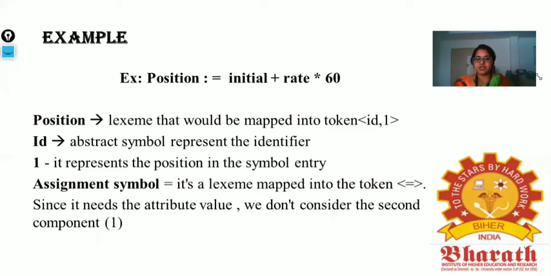Here, position is considered to be the lexeme, and that is mapped into the token ID, 1. ID is an abstract symbol, and the 1 represents the position in the symbol table entry. Next, the equal to sign is called an assignment symbol. It is a lexeme and has been mapped as a token, kept inside the angle brackets. Since it is not an identifier, we don't need to consider a symbol table entry. Only the identifiers will have the ID. The symbols will not have an ID.